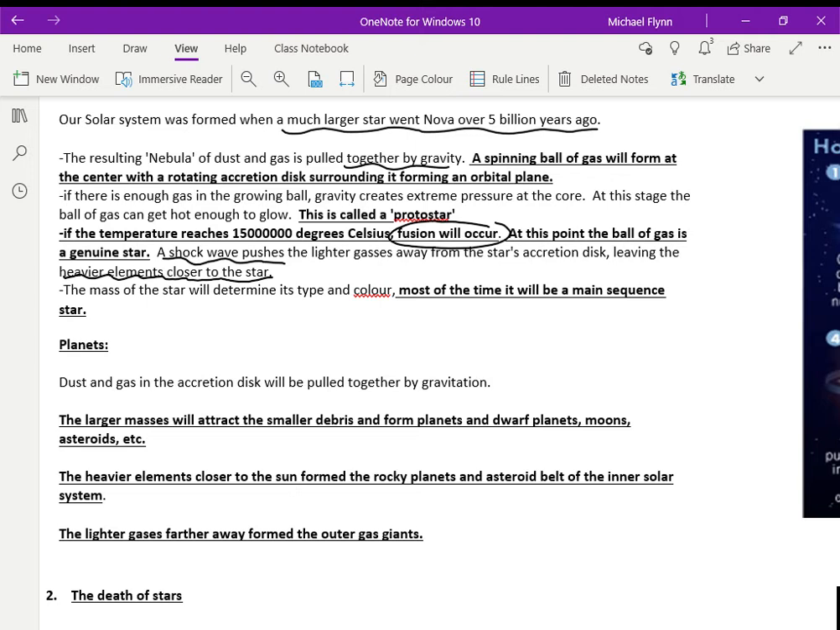All right, so the mass of the star, so how much mass you have in the gas ball at the center, will determine what kind of star you get, whether you get one of the giant stars, or whether you get a main sequence star. There are main sequence stars that are quite heavy, that tend to live much shorter lifespans, and then there's ours, which is sort of an average star.